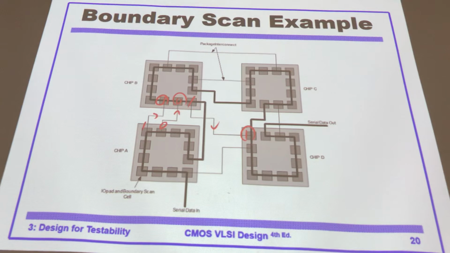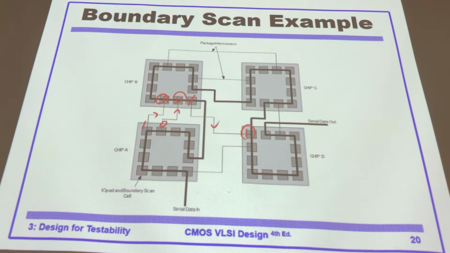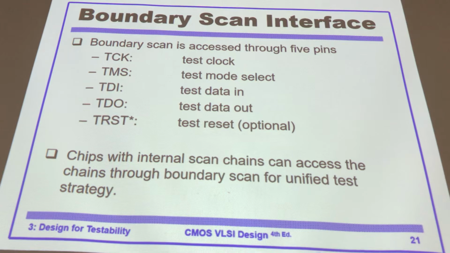And finally, you can try to combine the scan chain with boundary scan together. Why not let the serial data in not only go through all the boundary pins, but also get into the inside scan chain? All of them are chained together, including the inside circuit and the boundary pins. A chip with an internal scan chain can access the chain through boundary scan for a unified test strategy. They can combine together for a unified test strategy.